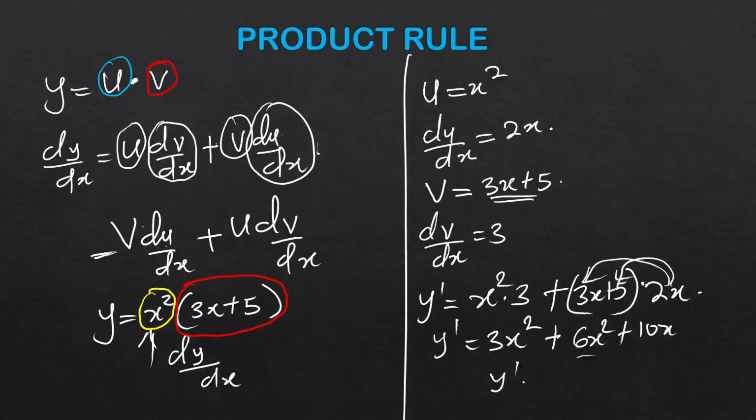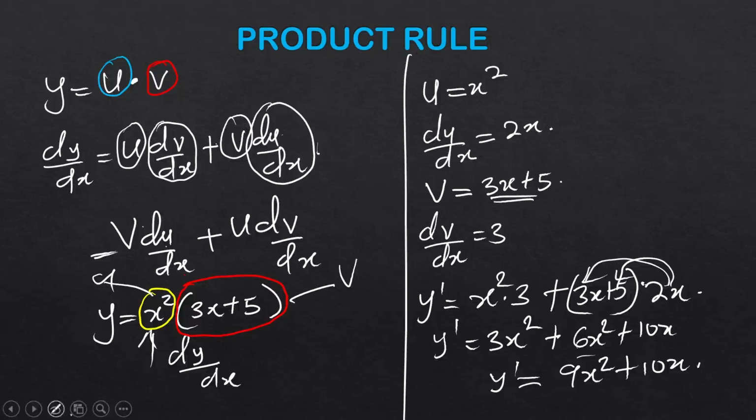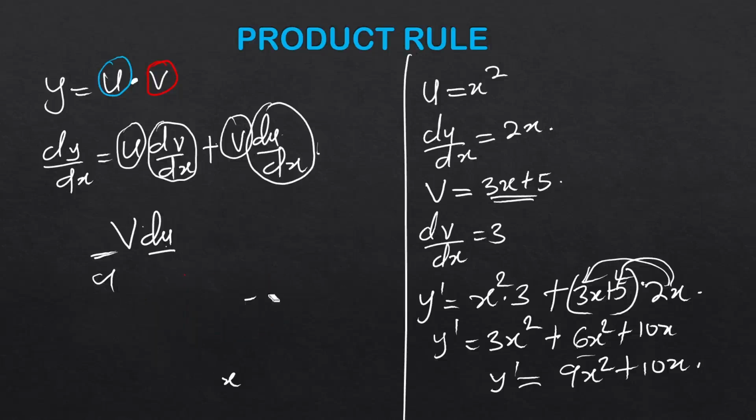So at the same time, we say that y prime is the same thing as 9x squared plus 10x. This is how the product rule is handled, and it doesn't matter what you are given. All you need to do is, out of the two functions given, let one be u and the other be v. For any u, you must differentiate with respect to x, and for any v, you must also differentiate with respect to x.